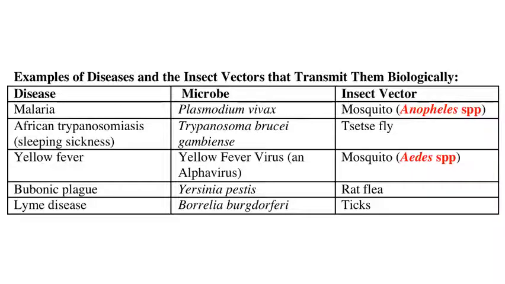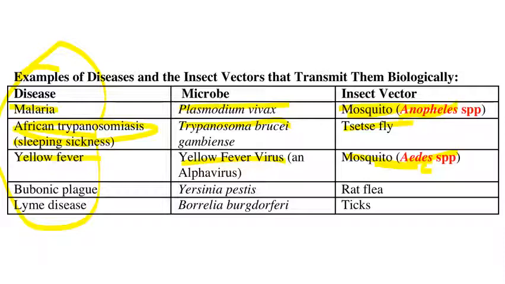So for example, here is a list of diseases that you'll find in Appendix 3 in your textbook. Malaria is the disease, the causative agent is Plasmodium vivax, and the vector is the mosquito. That's listed. African trypanosomiasis is called sleeping sickness. It's caused by Trypanosoma brucei. It's spread by a tsetse fly vector. Yellow fever is caused by a virus called yellow fever virus, and it's spread by a slightly different mosquito. The Aedes mosquito is Aedes aegypti mosquito instead of the Anopheles mosquito.